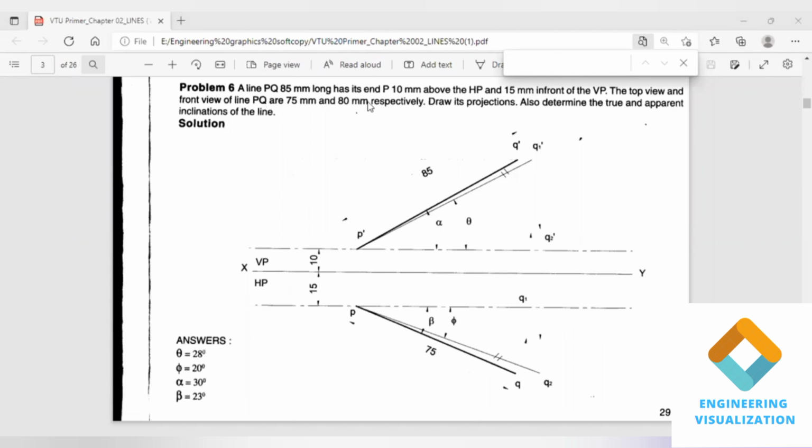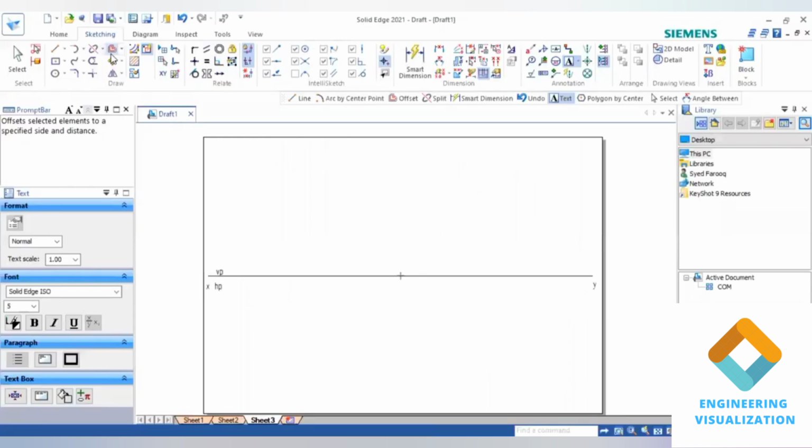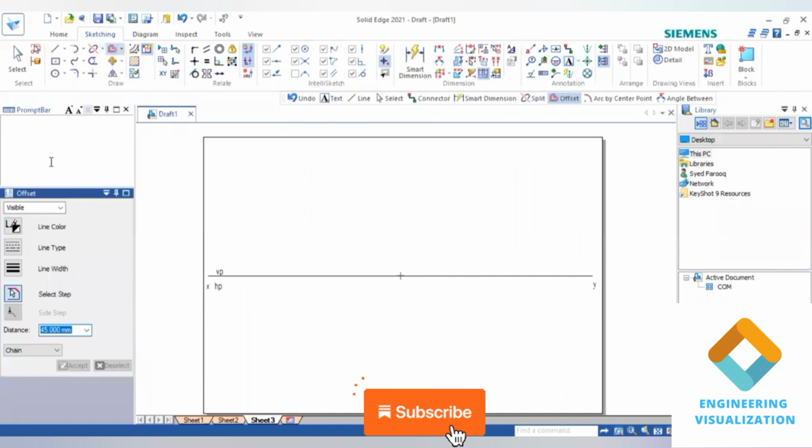So PQ given 85 mm long, has its end P 10 mm above HP, 15 mm in front of VP. The top and front view are given, that is 75 and 80 mm. Using this we have to construct. So initially I have drawn an XY line here, VP-HP drawn.